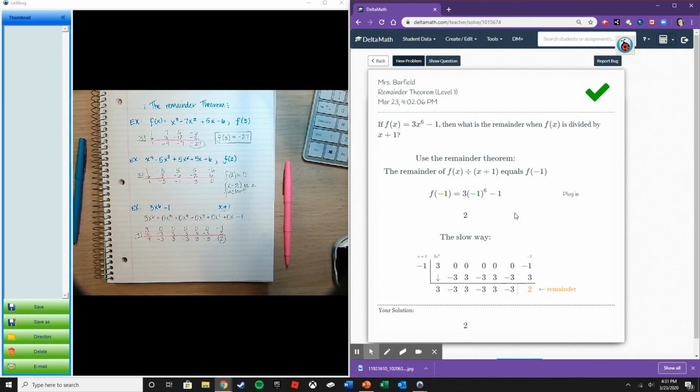So remember, though, that the remainder theorem isn't necessarily always faster. It's just another technique. Okay.